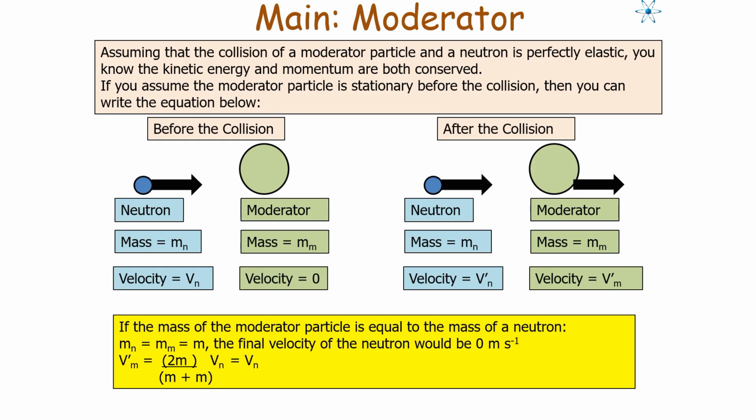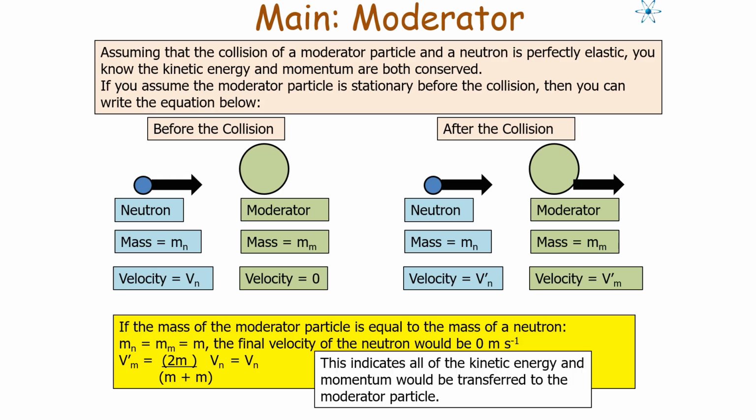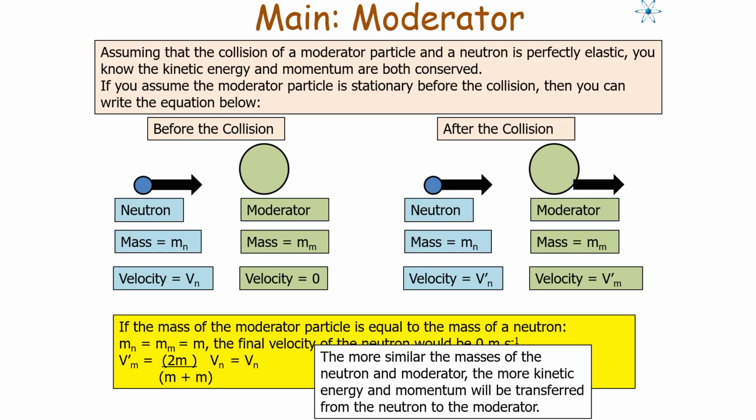And also if we look at the velocity of the moderator, it'll actually have the velocity of the neutron before the collision, because we can say that it's going to be 2m over (m plus m), which is just 2m again. They cancel through, times that by vn equals vn. So this indicates to us that all of the kinetic energy and the momentum will be transferred to the moderator particle. So the more similar the masses of the neutron and the moderator, the more kinetic energy and momentum will be transferred from the neutron to the moderator.